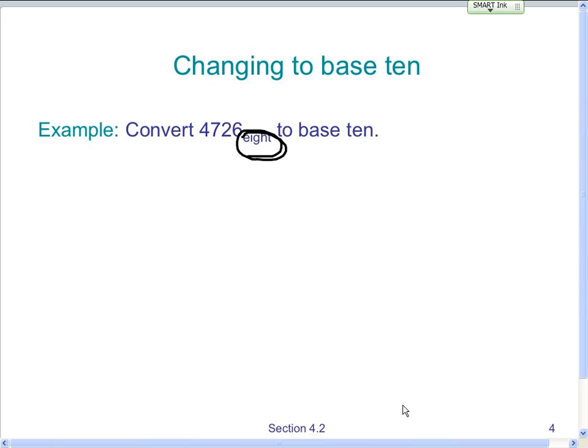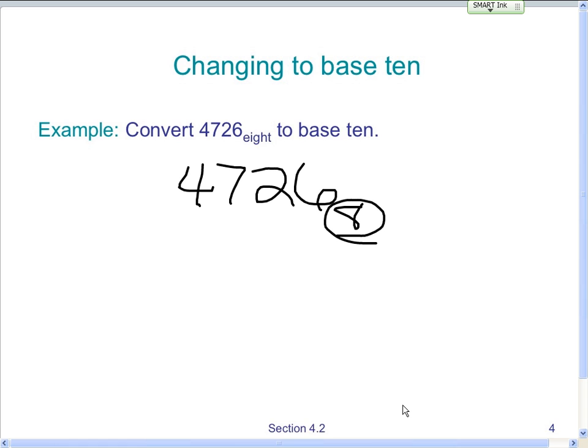Notice this means base 8. Another way of writing base 8 is to have a subscript, which means small and down. We could also write the number 8. So if I wanted to write this a different way, I could write it like that. So I could either write base 8 like this, or I could write base 8 like that.